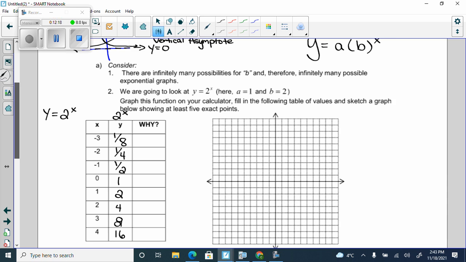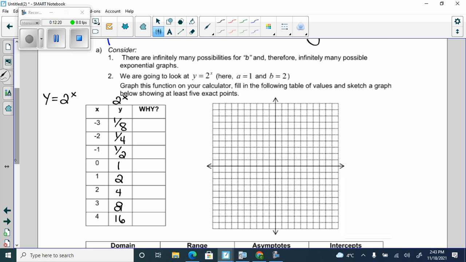Let's just draw it out. So we have negative 3 and 1/8. Well, that's really tight to the line. And then negative 2 and 1/4. And then negative 1 and 1/2. And then 0 and 1. And then 1 and 2. And then 2 and 4. And then 3 and 8.